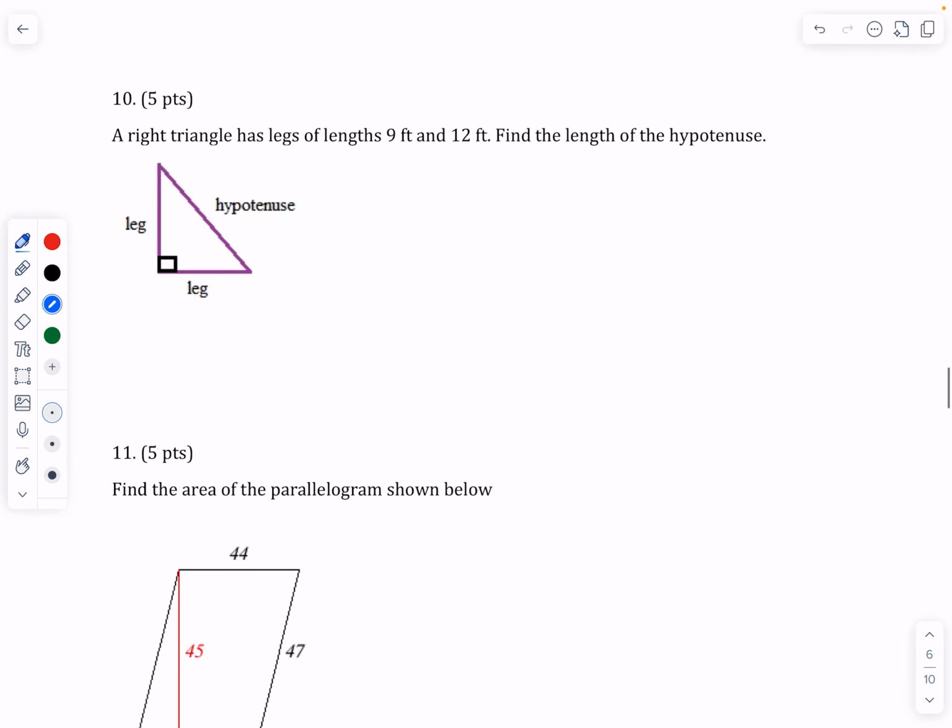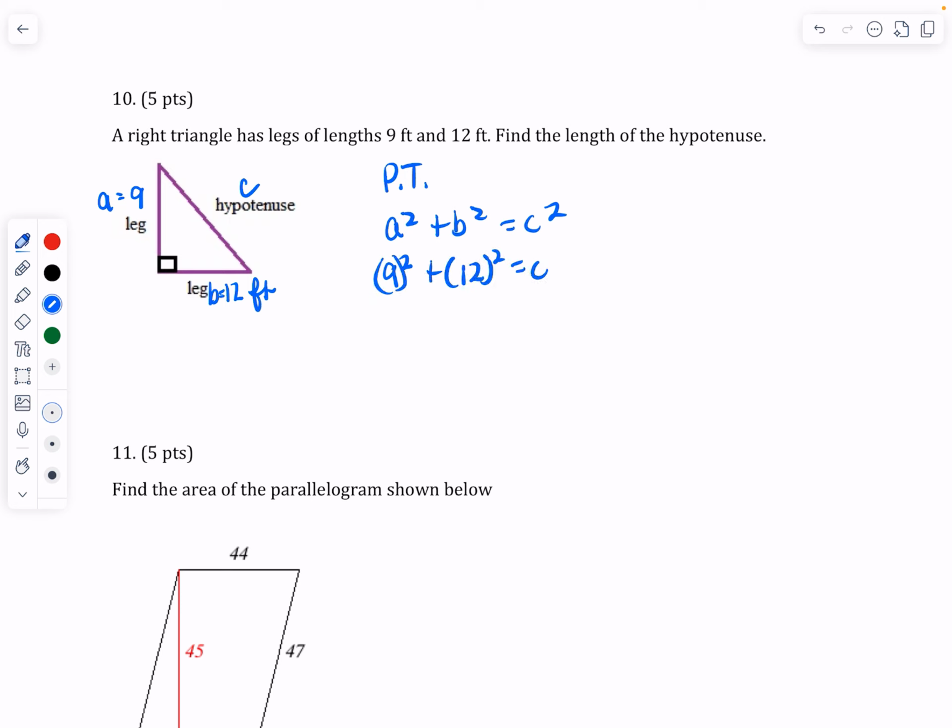Number 10, also a right triangle. It has the legs lengths of 9 and 12. Find the length of the hypotenuse. So the leg, we're going to say that's A, equals 9. This leg is 12. And the hypotenuse, we're going to say, is C. So B equals 12 and C is the unknown. So again, use Pythagorean theorem. A squared plus B squared equals C squared. So 9 squared plus 12 squared equals C squared. 9 squared is 81, plus 12 squared is 144, and that equals C squared.